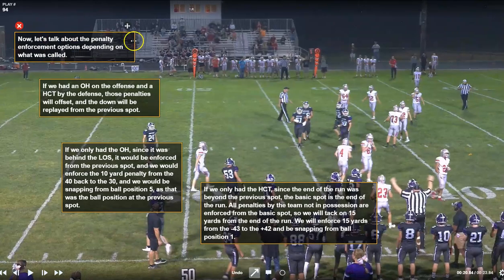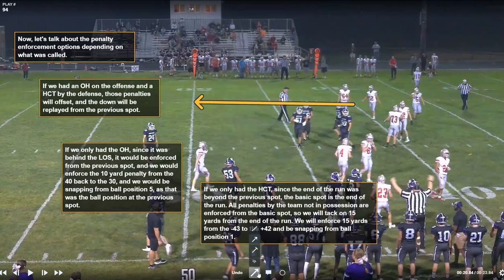Okay, so if we just have the offensive hold and nothing else. Oh, wait, my bad. Starting with both fouls. If we have the hold and the horse collar tackle, then those penalties will offset. We'll replay the down from the previous spot. And the previous spot was snapped from the 40, ball position 5. So we'd be snapping the ball again from position 5, and we'd have first down and 10 repeat.